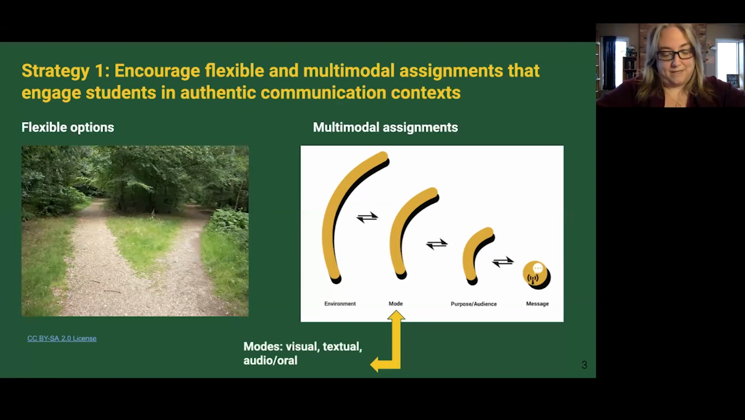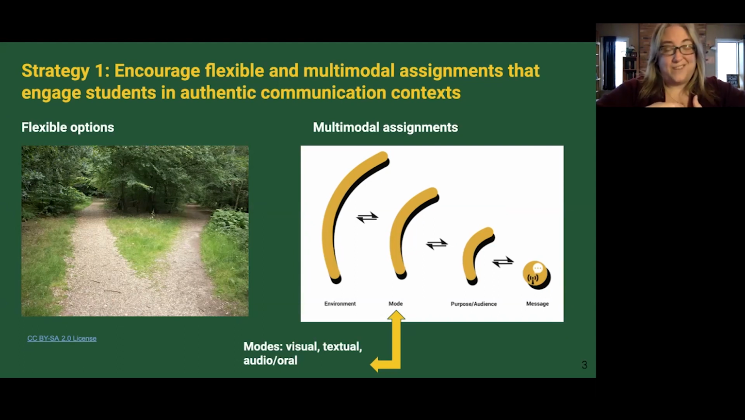And so multimodal assignments are ones that allow students to use a variety of communication modes. So here we're thinking about textual, audio and oral means and visual means to achieve their goals and to meet their audience's needs. And these kinds of assignments can be, but are not necessarily restricted to what we think of as sort of the more traditional text-based academic research paper. Another option would be to encourage students to engage with writing through any combination of textual, visual, and audio approaches.